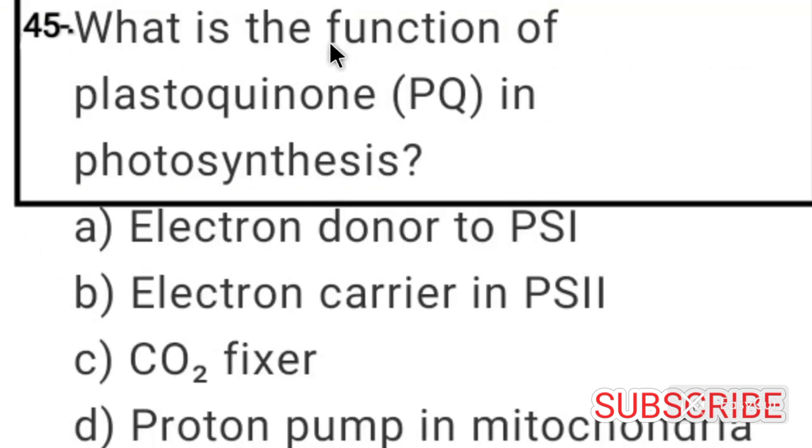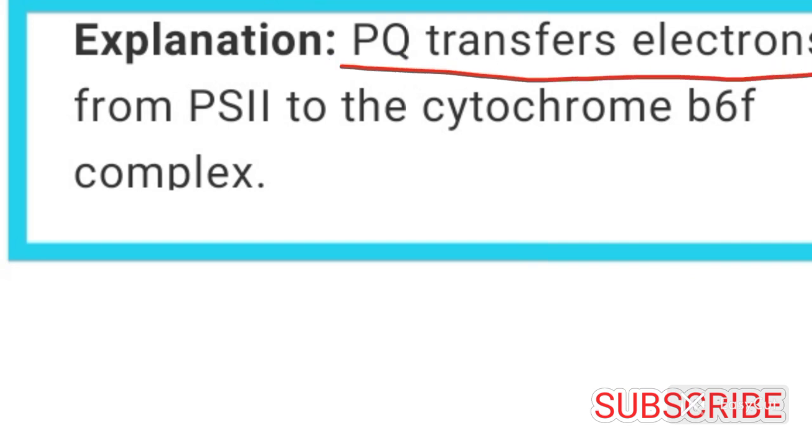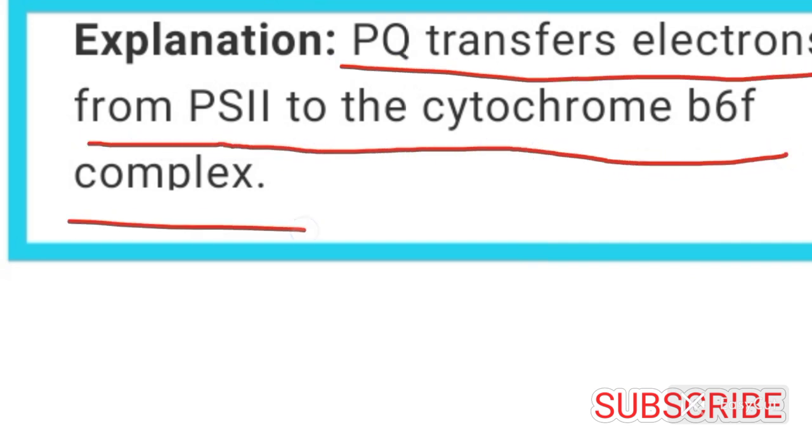Question number 45. What is the function of plastoquinone in photosynthesis? Answer is option B, electron carrier in photosystem 2. So plastoquinone transfers electrons from photosystem 2 to the cytochrome B6F complex.